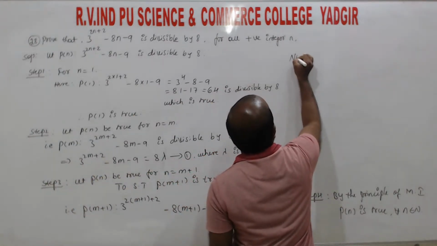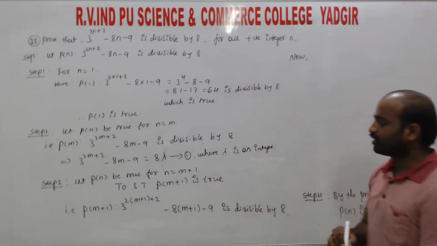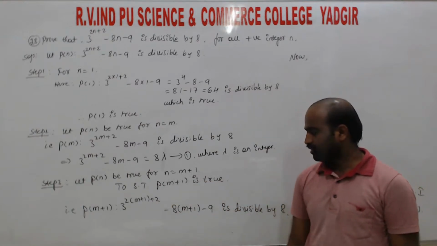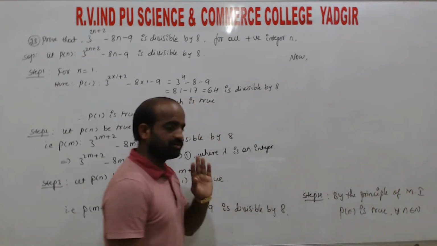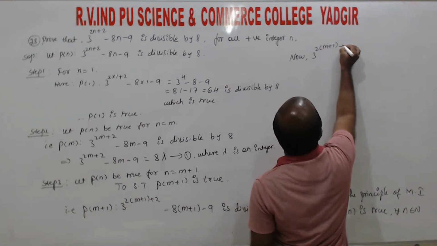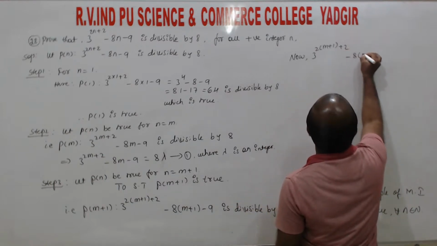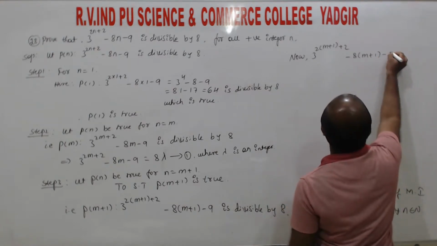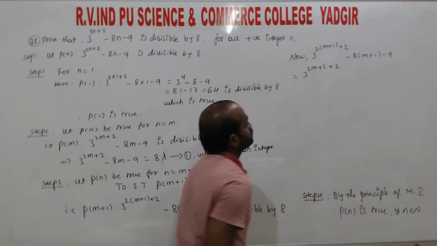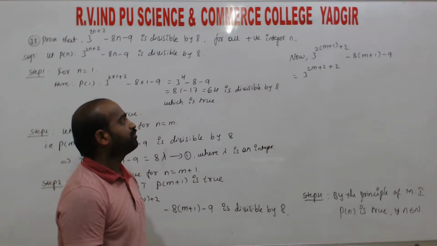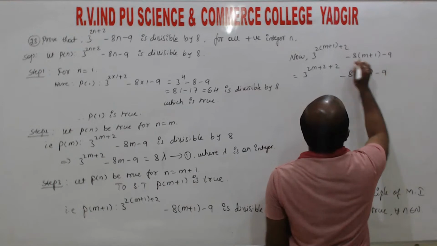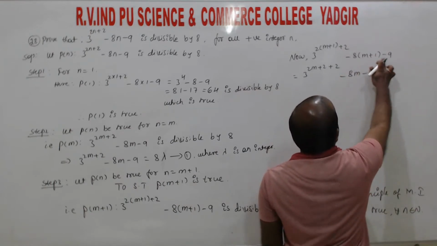Now we take 3 to the power 2 into m plus 1 plus 2 minus 8 into m plus 1 minus 9 and prove it is divisible by 8. This equals 3 to the power 2m plus 2 plus 2 minus 8m minus 8 minus 9.